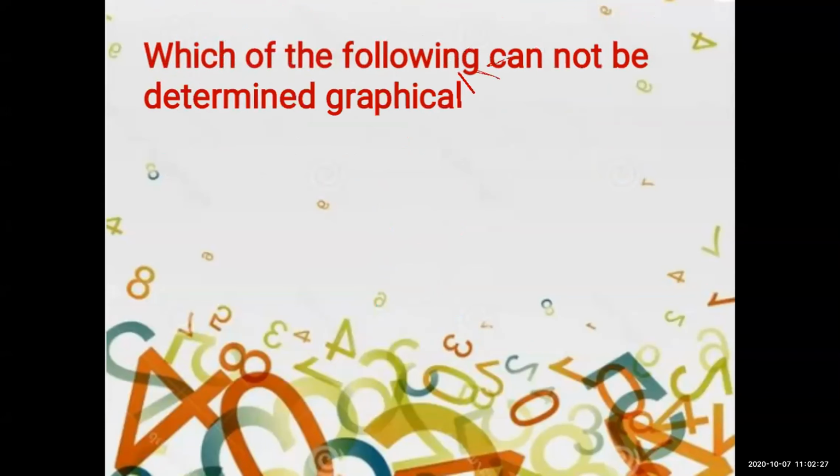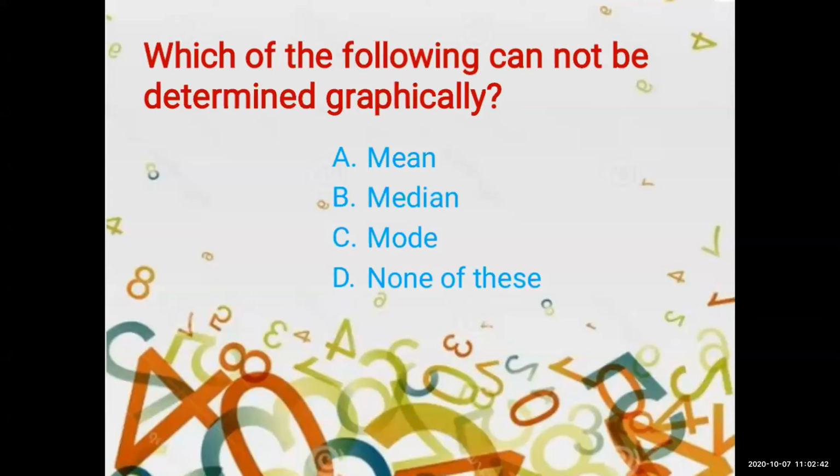Which of the following cannot be determined graphically? Your time starts. Option A, mean. Option B, median. Option C, mode. Option D, none of these.